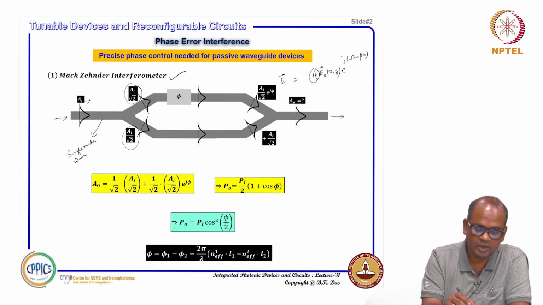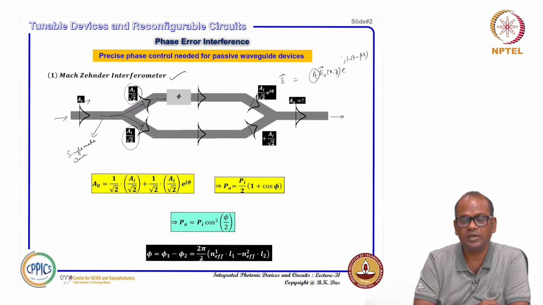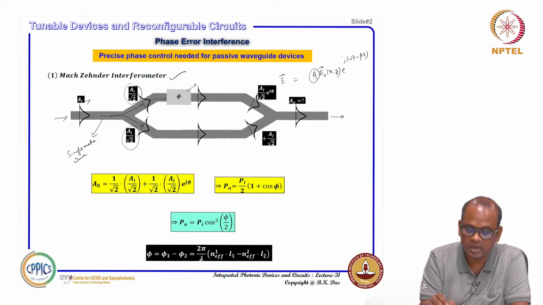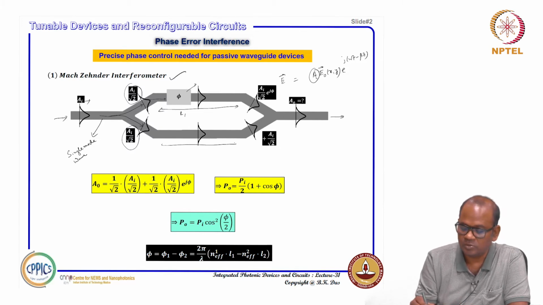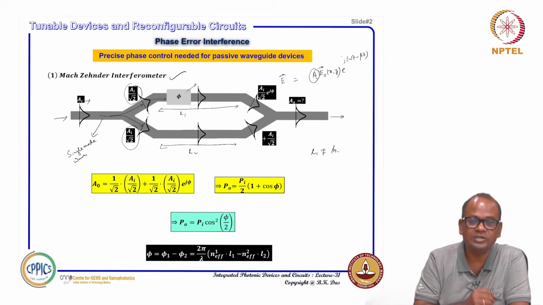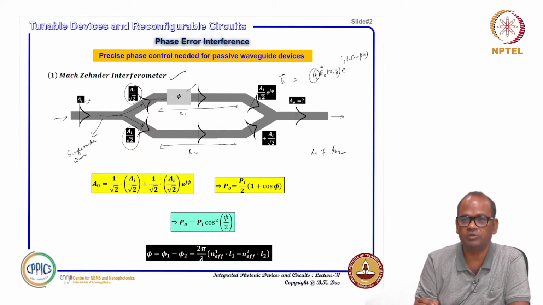And this field, again the amplitude is reduced. This waveguide looks identical and this is also identical. The waveguide comes here and then it goes through here, and you assume that there is a phi phase difference, an additional phase introduction in the upper arm compared to the lower arm. How can that happen? Suppose this length is L1 and this length is L2, suppose L1 not equal to L2, then you can have an additional phase difference between these two arms.